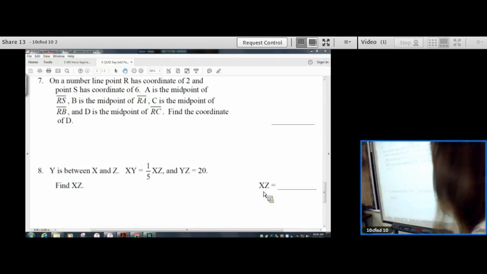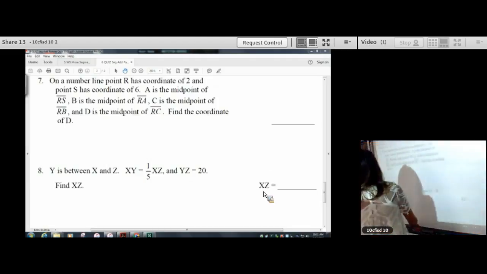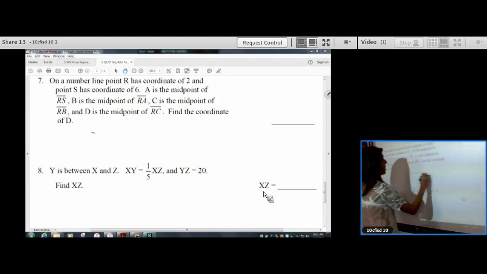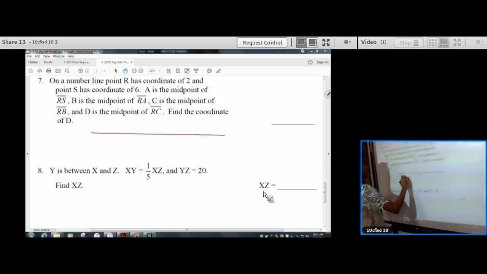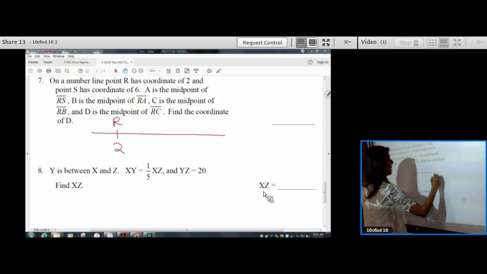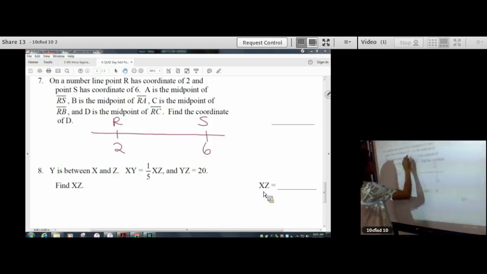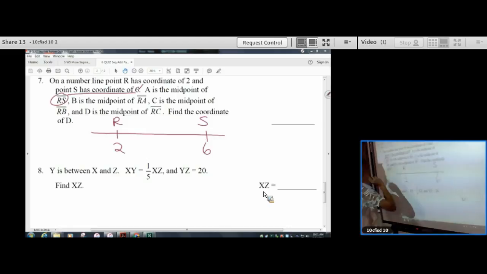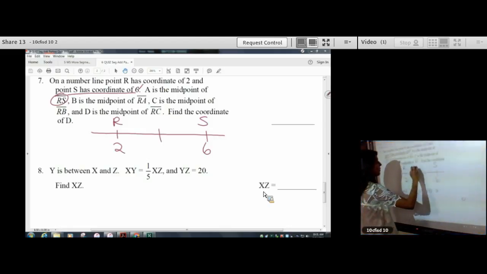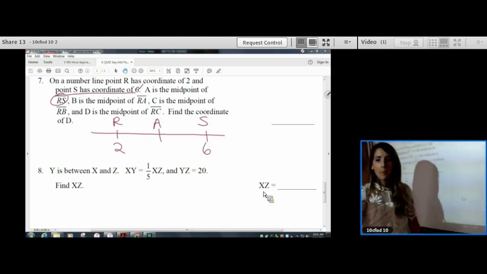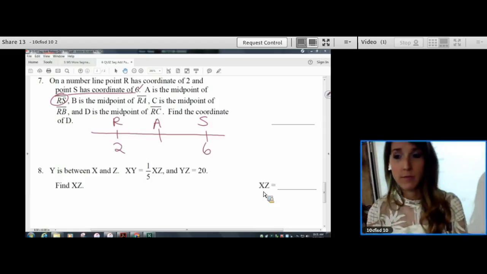Number 7, this one's a weird one, huh? On a number line, we're going to draw another number line. Point R has a coordinate of 2. Point S has a coordinate of 6. Okay, check. A is the midpoint of RS. So I'm going to stop right there.